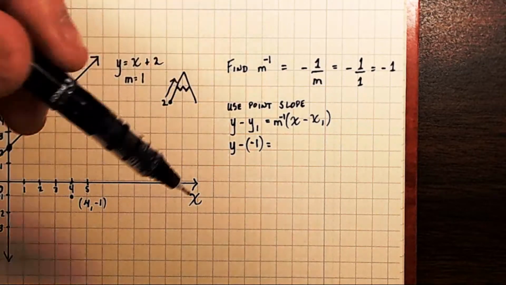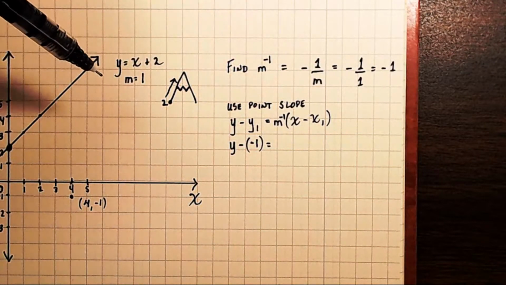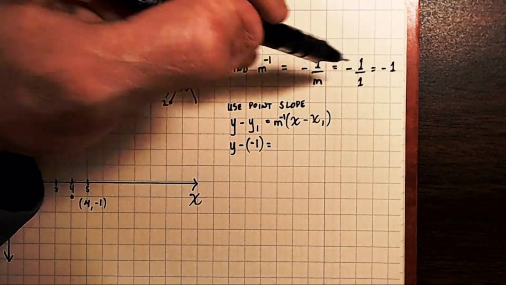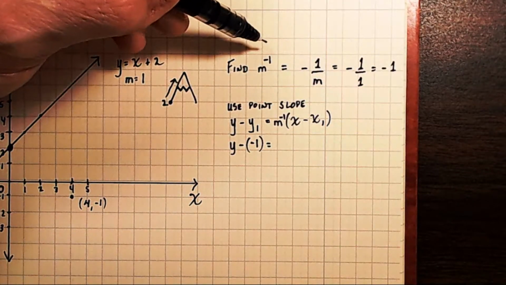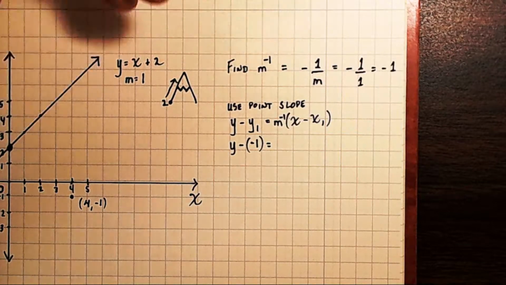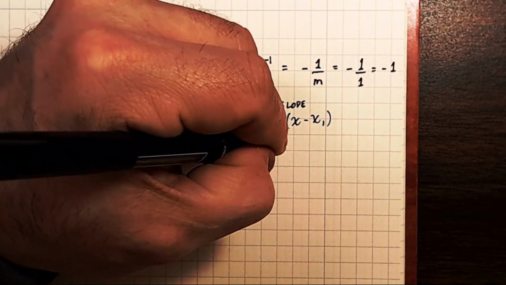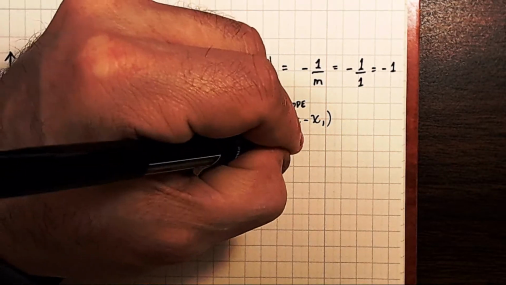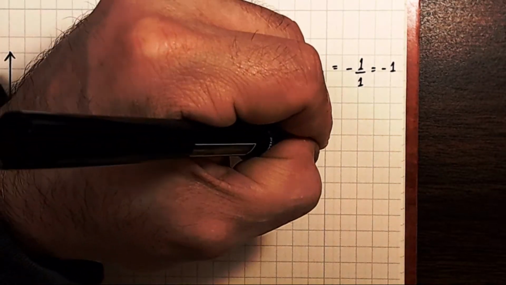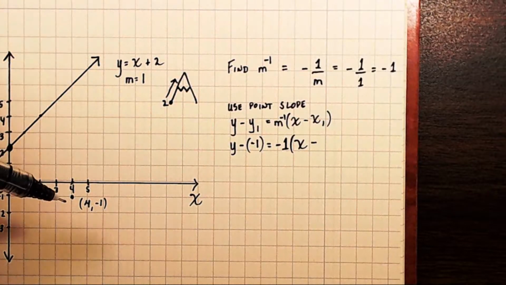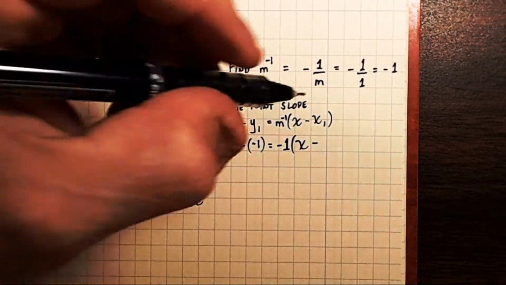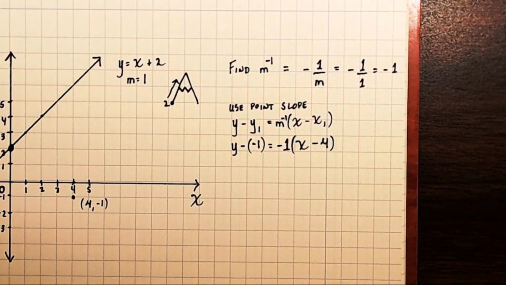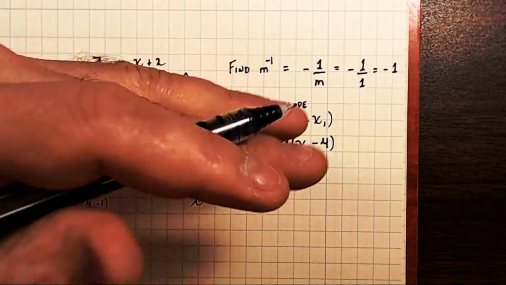I need to use the negative reciprocal of the slope. So that's this number right here, -1. That's m superscript -1. So let's plug in -1, open paren, x minus, and then look for my x value, 4. So x minus 4, close paren.